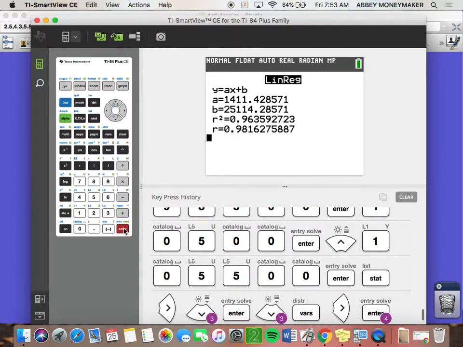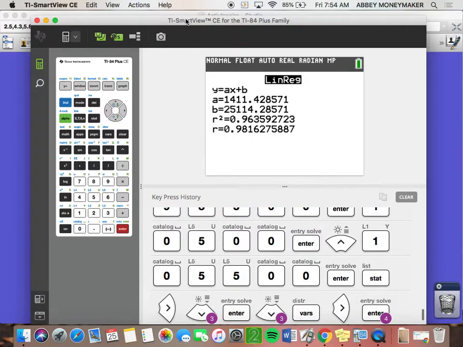So we have our equation, and you notice looking at your correlation coefficient, it's very strong and positive, that 0.98. So let's write this equation down. I have y equals 1,411.429. Let's go to 3 decimal places, 1,411.429x, and then plus 25,114.286.